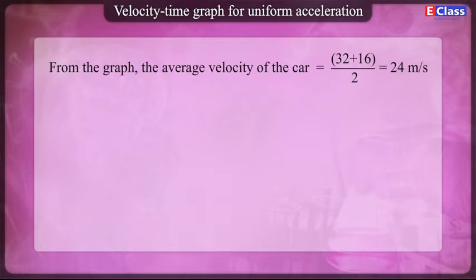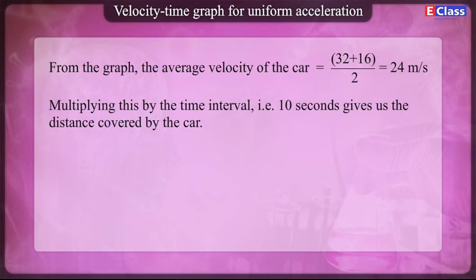From the graph, the average velocity of the car is equal to (32 + 16) / 2, which is equal to 24 meters per second. Multiplying this by the time interval, that is 10 seconds, gives us the distance covered by the car. Distance covered is equal to 24 meters per second multiplied by 10 seconds, which is equal to 240 meters.